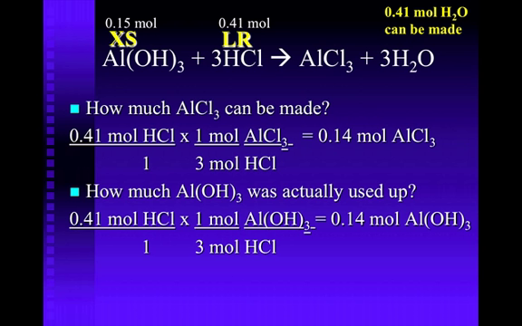Now that's how much got used. How much did I have to start with? 0.15. So think of it in terms of money maybe. You had 15 cents worth up here at the top. That was given. I just spent 14 cents worth of aluminum hydroxide moles. How much do I have left over? A penny.